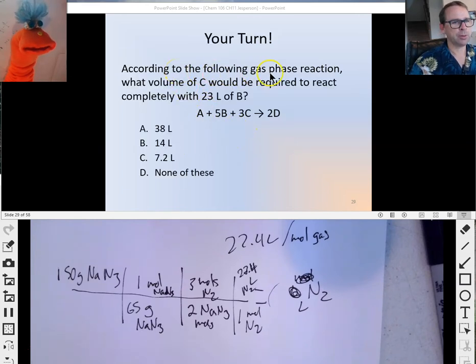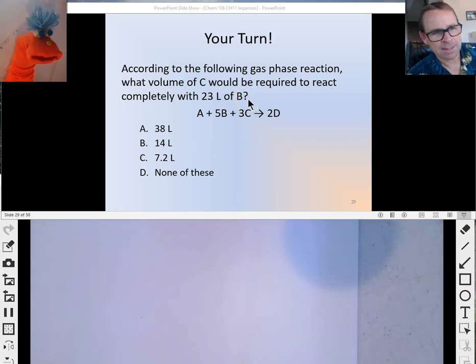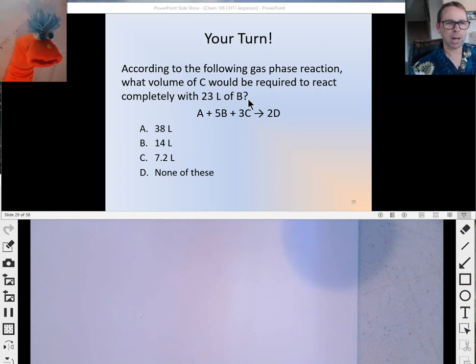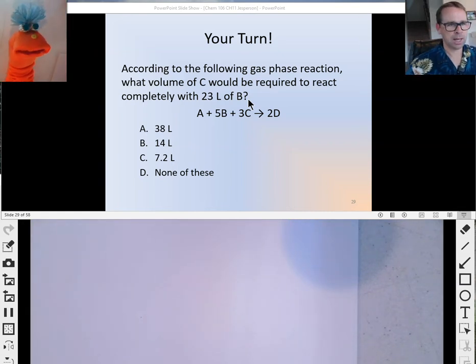Okay, according to the following gas phase reaction, what volume of C would be required to react completely with 23 liters of B? I don't know how to answer that question. Well, if I had said 23 moles of B, how many moles of C would we need? Could you do that? Yeah, I could do that. Well, that's essentially what we're doing. We're using the stoichiometry, but now we're relating stoichiometry in terms of liters, and we can do that because they said that this is a gas phase reaction. All of our reactants and products are in the gas phase.